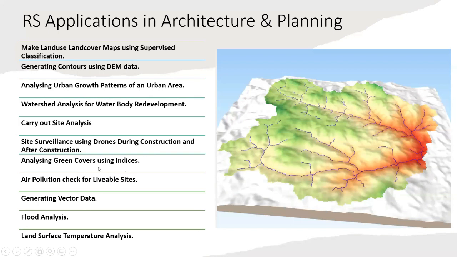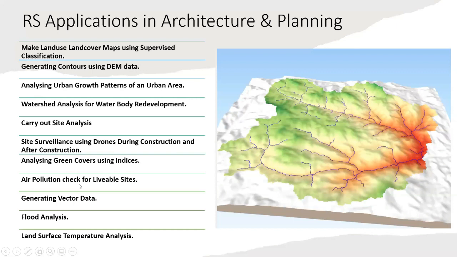Analyzing the green cover, how much green cover is there in a particular area, using indices. Indices are a method in remote sensing which helps us to study various land features. So there is one index for green cover, and that is NDVI. Using that index, we can analyze the green cover of a particular area. So like that, there are so many indices.